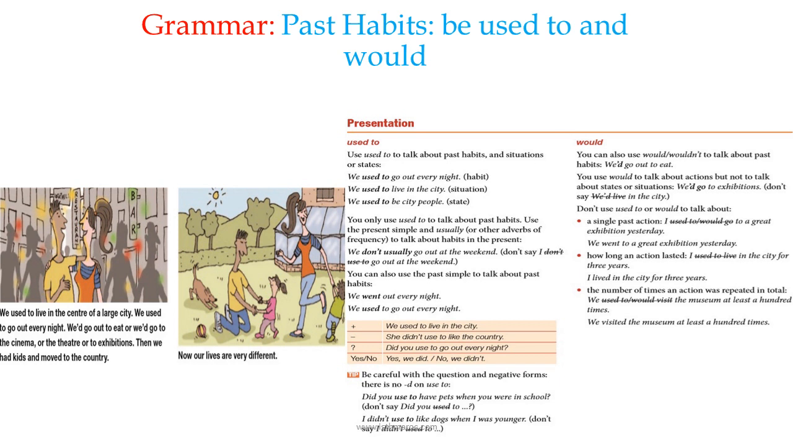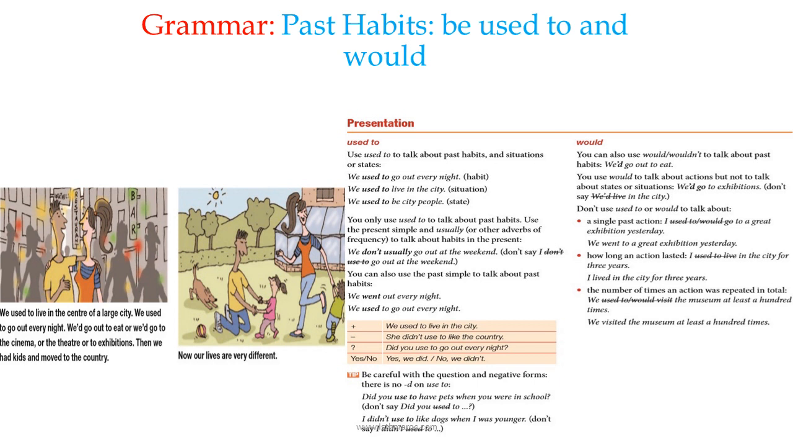You only use used to talk about past habits. Use the present simple and usually or other adverbs of frequency, like sometimes, rarely, however, seldom, etc. to talk about habits in the present. It's okay. We don't usually go out at the weekend. Don't say I don't used to go out at the weekend. That's incorrect. That's impossible. That's grammatically incorrect. It's okay. That's an error.